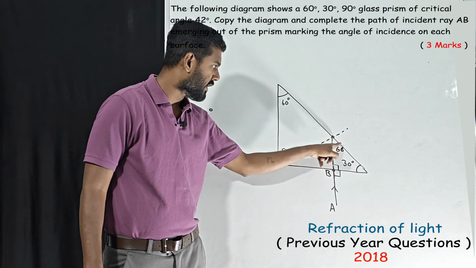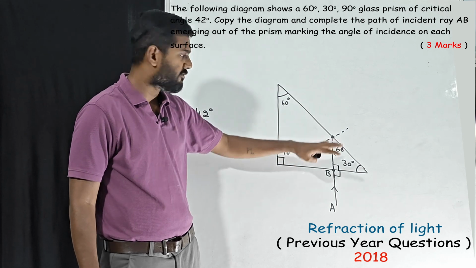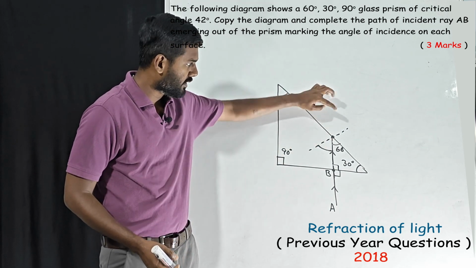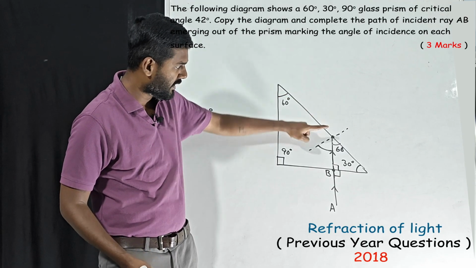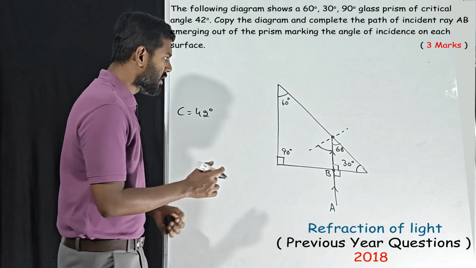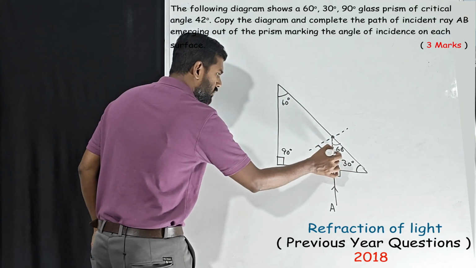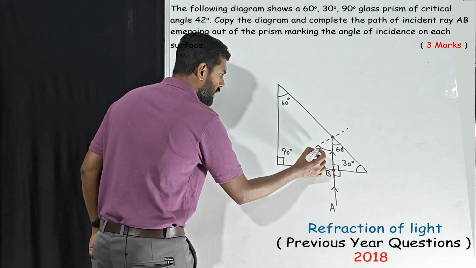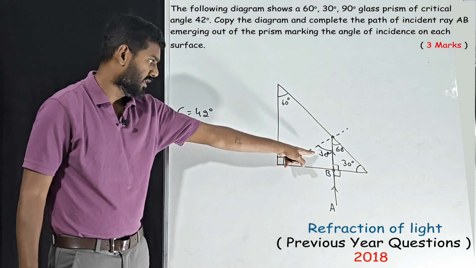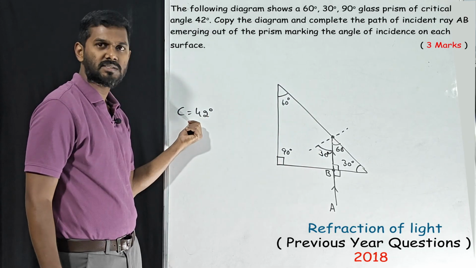Now from the surface till the normal, this normal will divide the complete thing into 4 different 90 degrees. This complete thing, from the surface till here, is 90. Out of 90, one part is 60, then definitely it will be 30. If this is 30, the angle of incidence is 30, and the critical angle is 42.